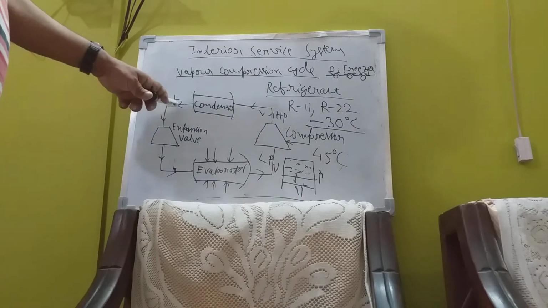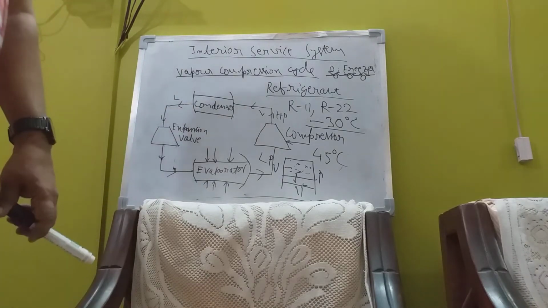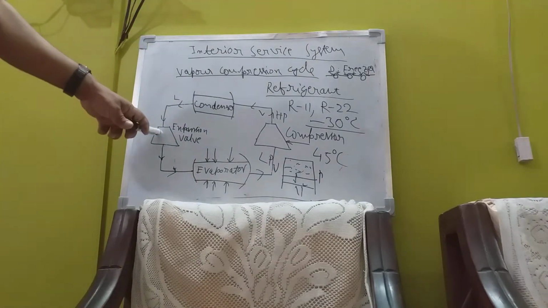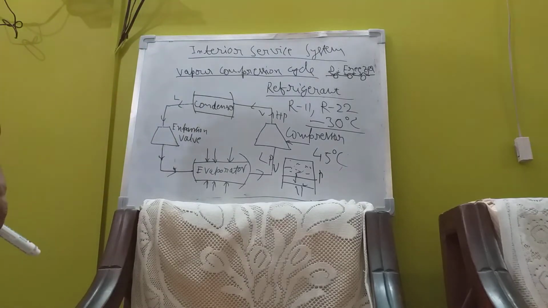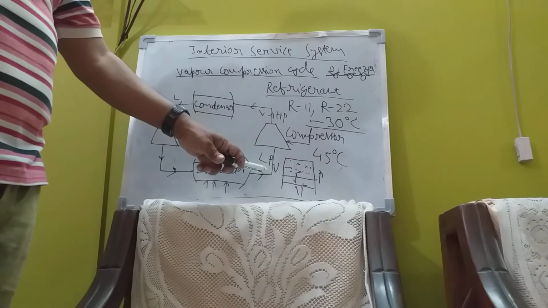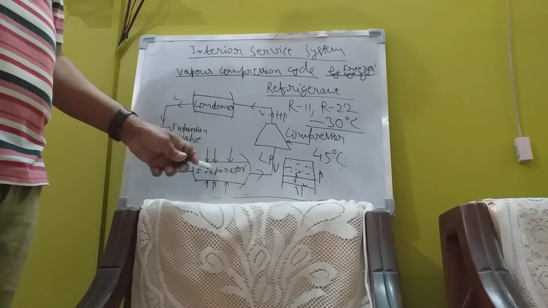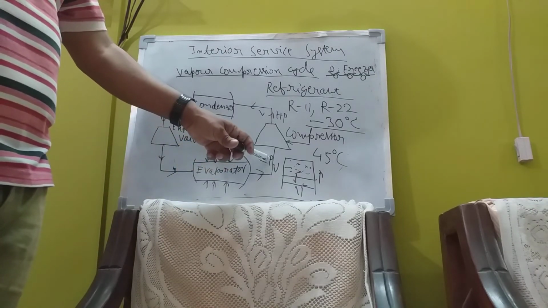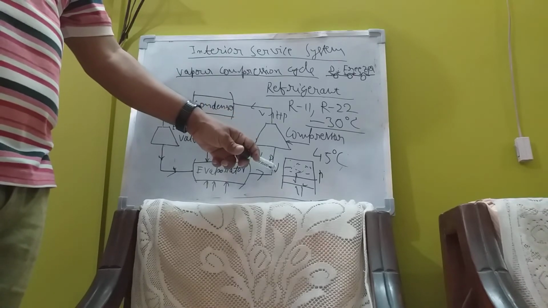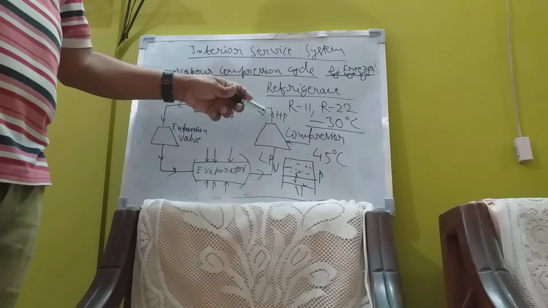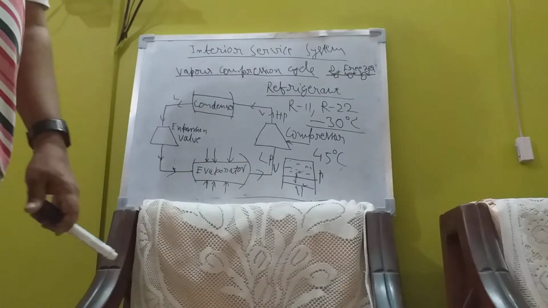Then this liquid phase comes into the expansion valve. In the expansion valve, it gets expanded. Try to understand, here it was low pressure. After the evaporator, it picks up heat, gets converted into vapor, and at low pressure it comes to the compressor in vapor state. From low pressure to high pressure in vapor state, the compressor compresses the gas.